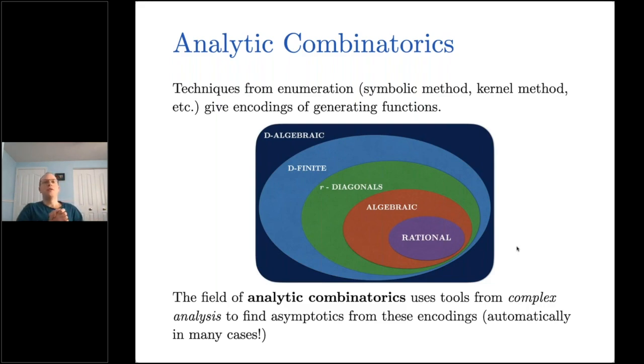And the field of analytic combinatorics uses tools from complex analysis, as I mentioned, to find asymptotics from these encodings, and automatically in many cases. For instance, for rational or algebraic functions, aside from some very pathological situations, you can almost always automatically compute asymptotics of your sequence directly from, say, an algebraic equation that it satisfies, along with a little bit of extra information saying which root of the algebraic equation is actually your generating function. So very powerful techniques, and again, it really illustrates the beauty of taking things from different domains of pure mathematics and applying them to some kind of concrete combinatorial problems.